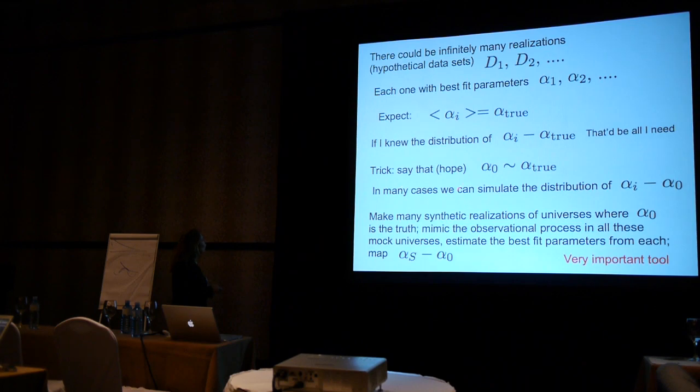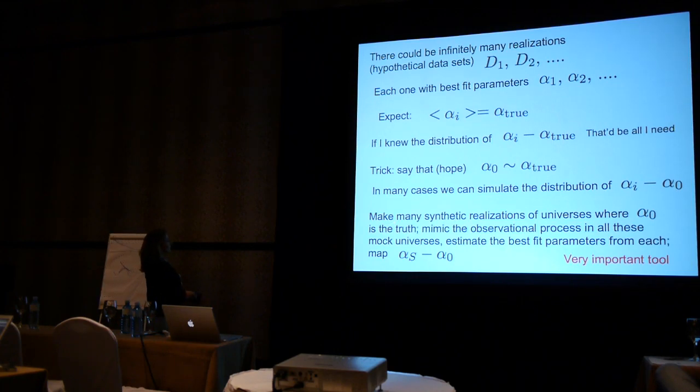But what you hope you would know is something very close to that. Let's just say, or hope, that your alpha 0, which is the best fit set of parameters for your only data set that you have, which is D0, is not too far away from alpha true. And then in that case, you can simulate the distribution of alpha i minus alpha 0. And so if alpha 0 is not too far away from alpha true, then you can say that maybe alpha i minus alpha 0 is not too far away from the distribution of alpha i minus alpha true.